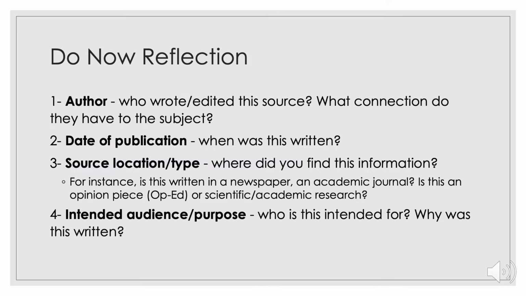The contexts you should have identified are the following. 1, the author, that is, who wrote or edited this source, and what connection do they have to the subject matter of the source? 2, date of publication, when was the source written? And 3, source location or type, where did you find this information? For instance, is this written in a newspaper or an academic journal? Is this an opinion piece, otherwise known as an op-ed, or scientific or academic research?